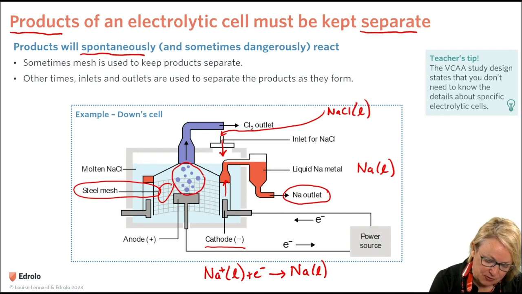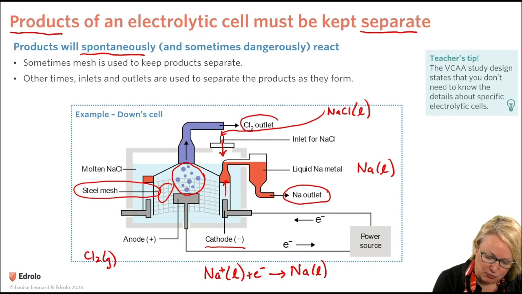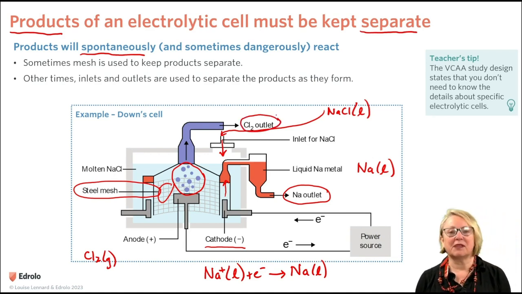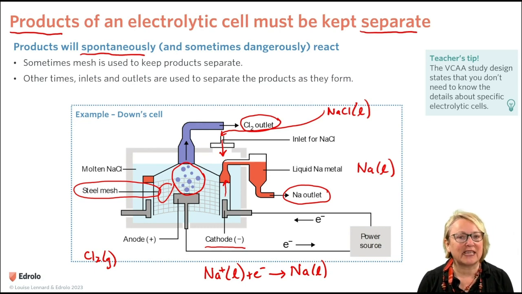Over here, at the anode, we have chlorine gas forming, and the bubbles of chlorine gas get taken up by this outlet and the chlorine's extracted. But by doing this, keeping the outlets and inlets separate, the chlorine and the sodium are not able to get in contact, so they're not going to spontaneously react and cause an explosion.